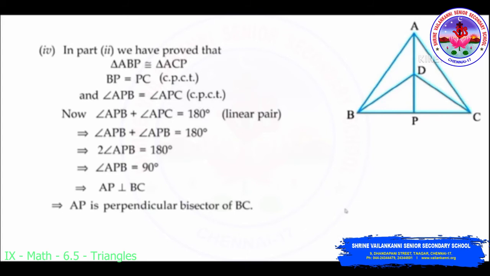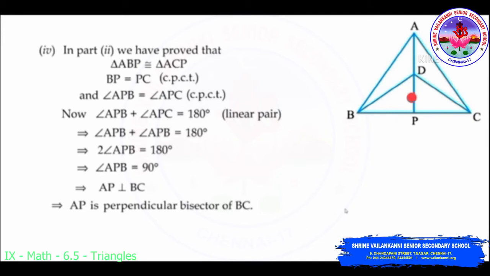Fourth subdivision, we want to prove AP is the perpendicular bisector of BC, which means that AP subtends a 90-degree angle with the baseline BC. Already we know that triangle ABP is congruent to triangle ACP by the previous subdivision. Also we know that BP is equal to CP, and we know that angle APB is equal to angle APC by CPCT. So using this, I am going to link this with the linear pair.